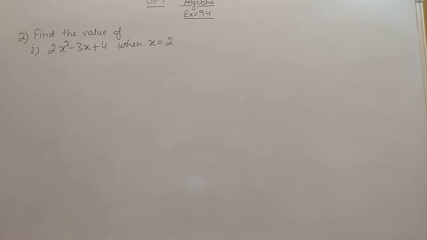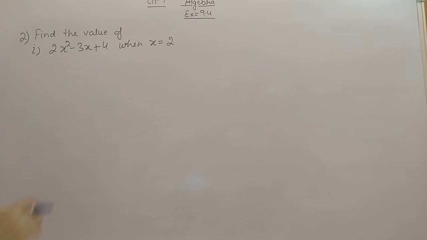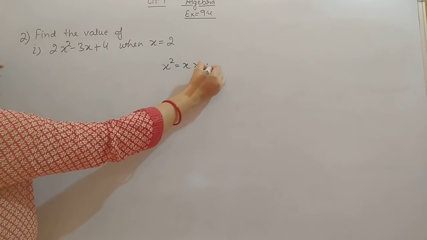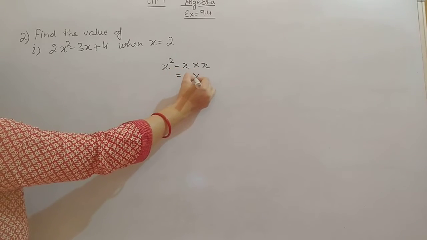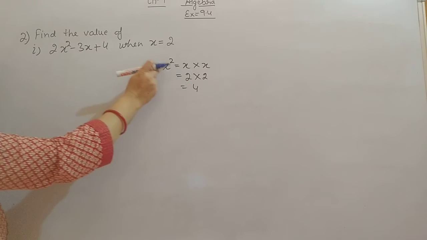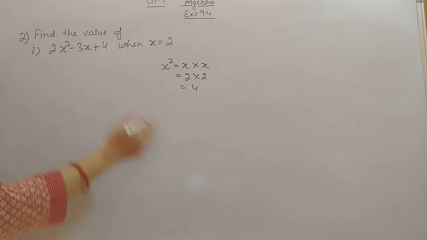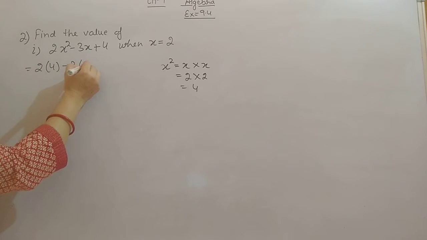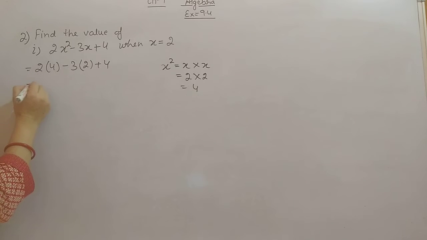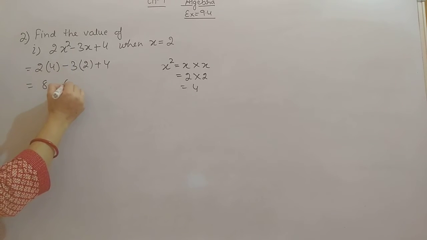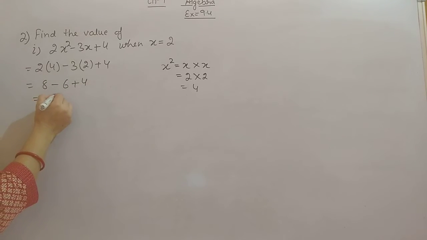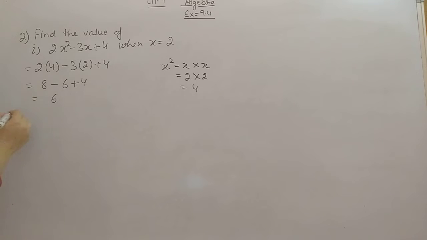Question number 2. Find the value of, first part, 2x square minus 3x plus 4 when x is 2. So here x square means x multiplied by x. The value of x is given as 2, so 2 multiplied by 2 is equal to 4. So in place of x square we have to substitute 4. So 2 times 4 is 8, minus 3 into 2 is 6, plus 4. 8 minus 6 is 2, and 2 plus 4 is 6. So the answer is 6.